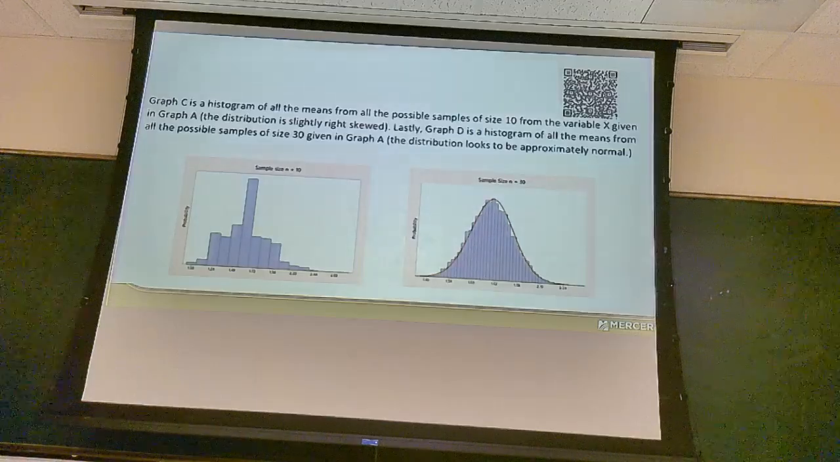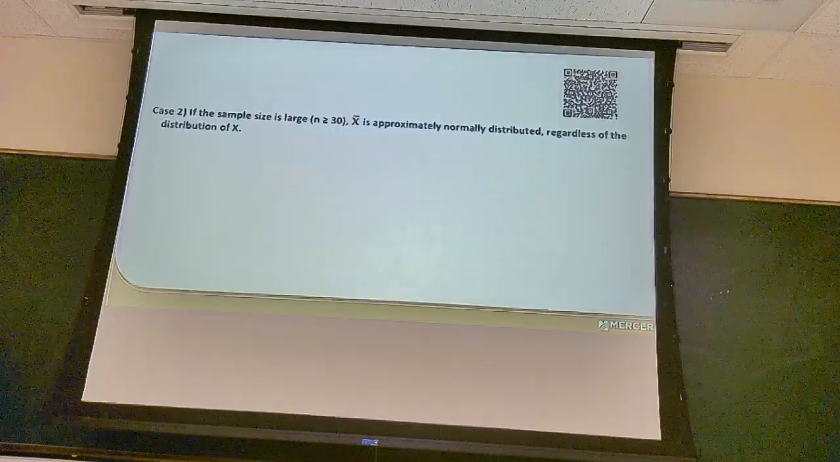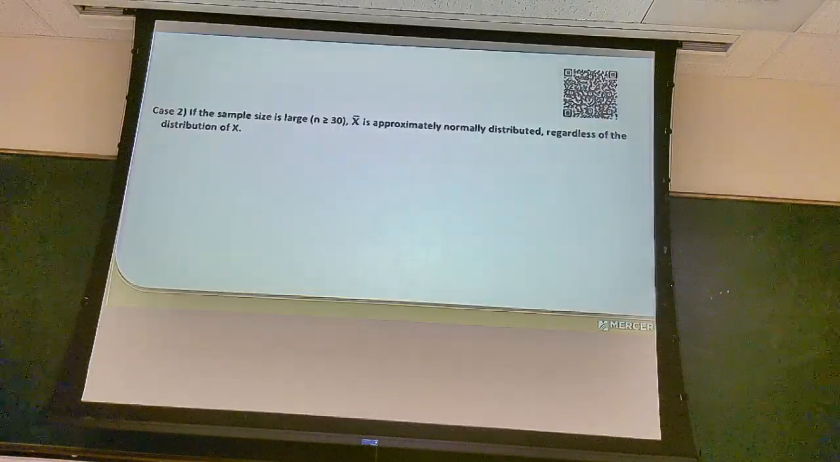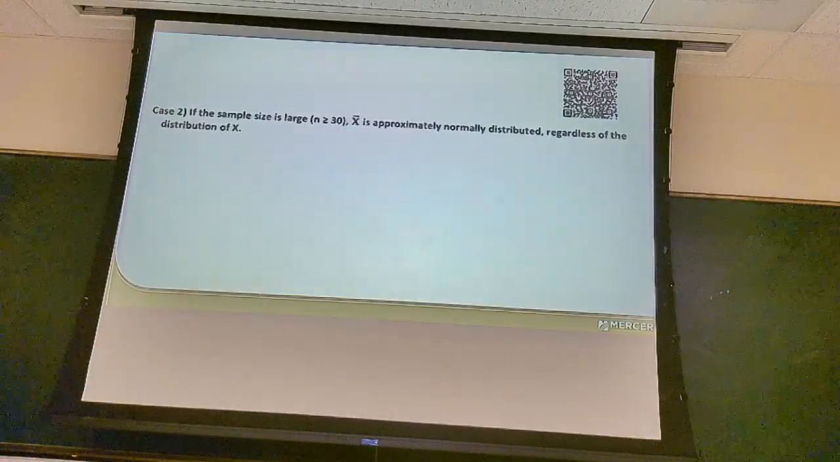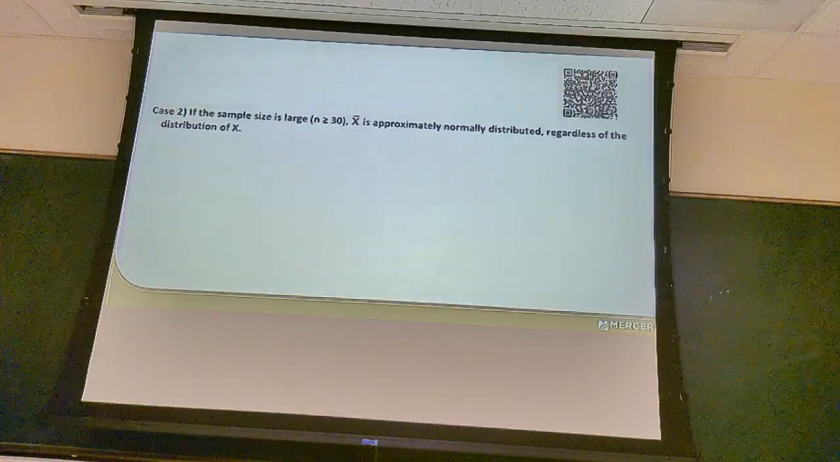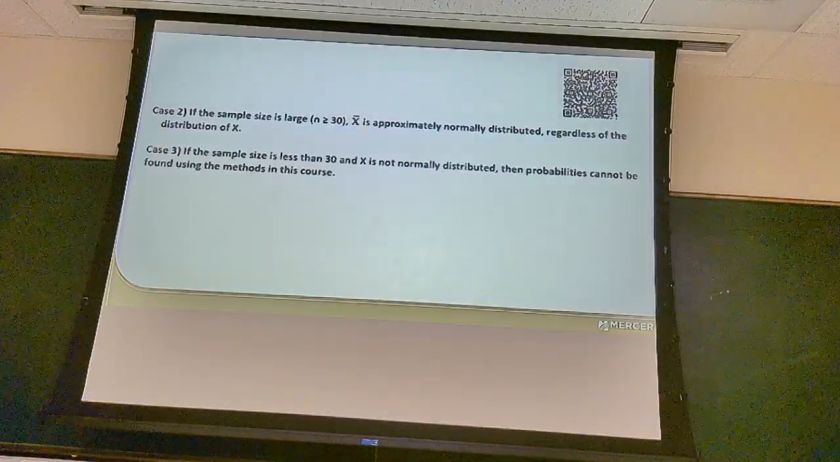Which leads us to the second case. If your sample size is 30 or more, then we can take x bar to be approximately normal, regardless of how x is distributed. So if x is already normal, it doesn't matter what your sample size is. If x is not normal, you need a sample size of no less than 30. Then we can approximate x bar as normal. If x is not normally distributed, and our sample size is less than 30, there is nothing we can do in this course.